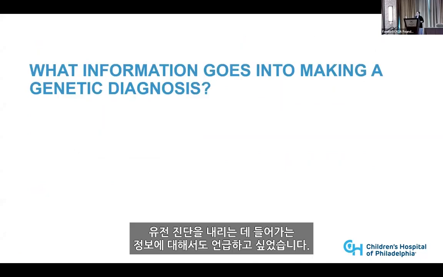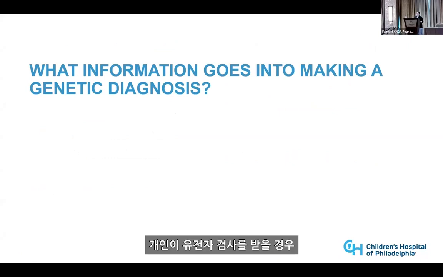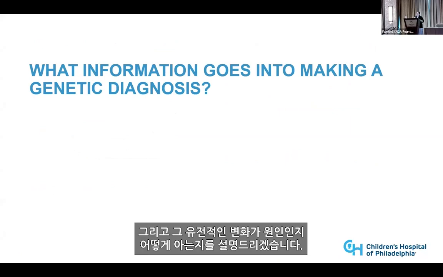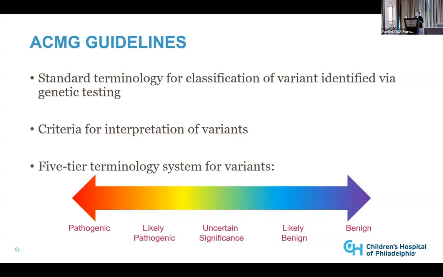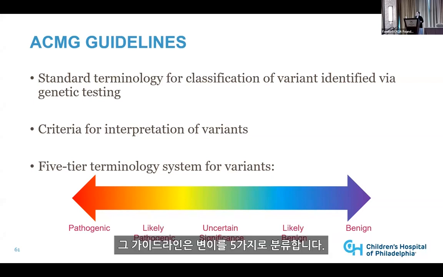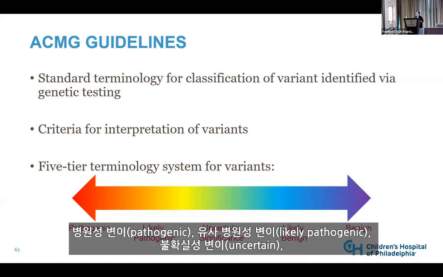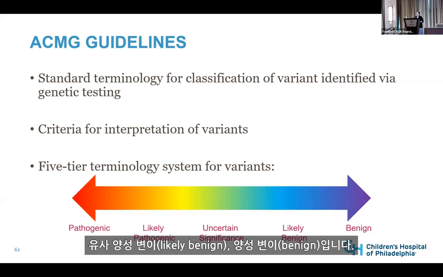So I wanted to talk a little bit about the information that goes into making a genetic diagnosis when an individual is undergoing genetic testing. So you can understand, how did this genetic testing report come to be? How do they actually know that this change is the cause of anything? And that has to do with a set of standardized guidelines that were put forth by the American College of Medical Genetics back in 2015 that allows for the classification of variants into 5 different categories: pathogenic, likely pathogenic, uncertain, likely benign, and benign.